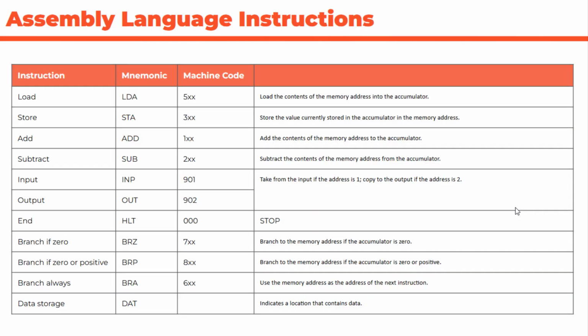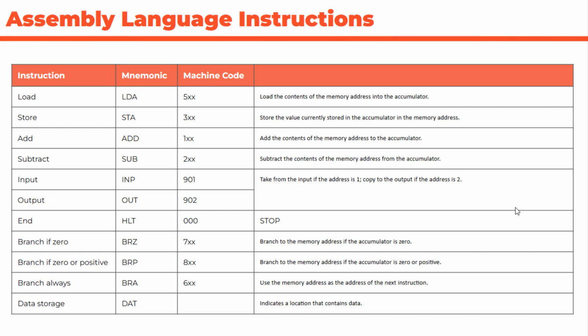So here is a list of common assembly language instructions. On the left hand side column where it says instruction, we've got load, store, add, subtract, input, output, end. We've got branch if zero, branch if zero or positive, and branch always, and then we've got something called data storage. In the middle we've got the mnemonic, and that is the shortened version of the word.